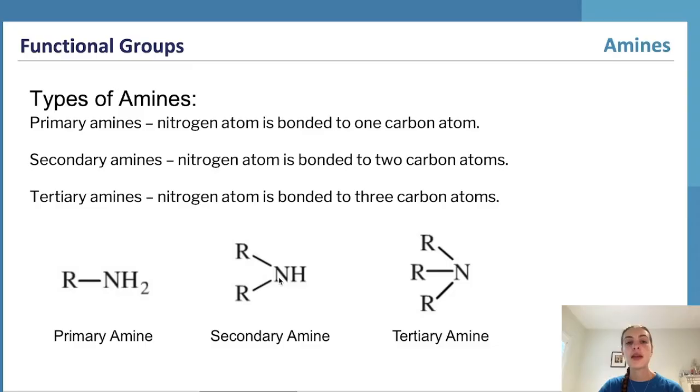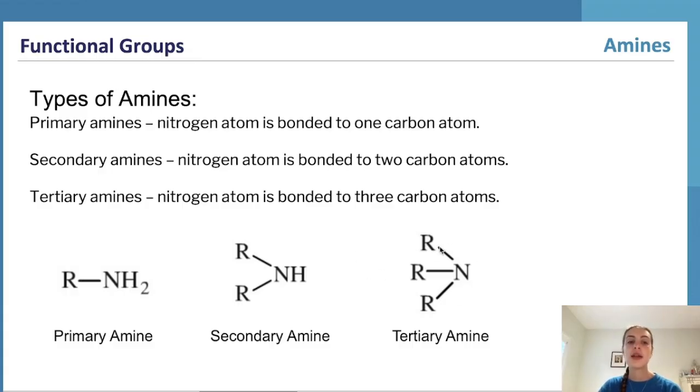In secondary amines, the nitrogen atom is bonded to two carbon atoms. And so what this means is that two of the original hydrogens from the original ammonia molecule have been replaced by alkyl groups. So instead of it being the original NH3 molecule, it's only got one of those existing hydrogens left from the NH3, because two of those have been replaced by alkyl chains, or by an alkane-based chain.